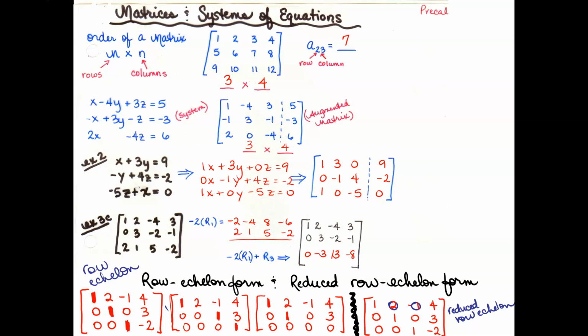Why is that helpful? What is the system associated with this augmented matrix? What's your first equation in this augmented matrix from row 1? X equals 4. That's 1x plus no y plus no z equals 4, right? That's x equals 4. What's the next one? Y equals 3. What's the last one? Z equals -2. Y'all, that's my answer right there, right? X, Y, Z. So that's how we're going to use matrices to solve systems.